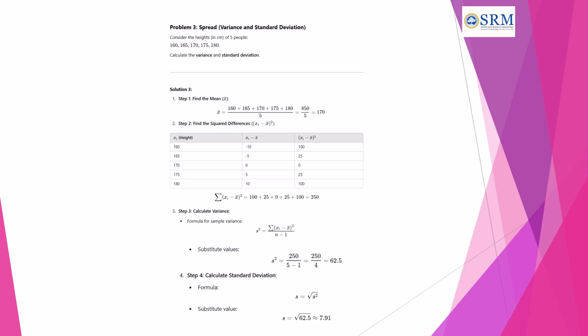Next, we find how far each height is from the mean, square those differences and add them together. This sum is 250. Since this is a sample, we divide 250 by 1 less than the number of people, 4, giving a variance of 62.5. Finally, the standard deviation is the square root of the variance, which is about 7.91 centimeters. This tells us how spread out the heights are around the average.